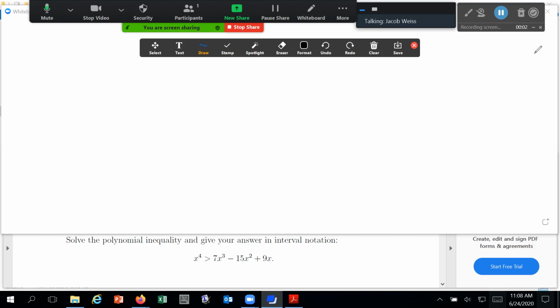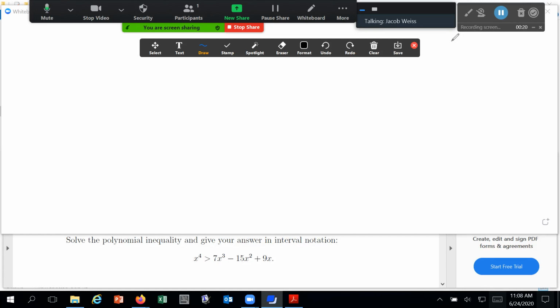Okay, welcome to this problem explanation. We are going to try to do this problem. We want to solve the polynomial inequality and give our answer in interval notation: x to the fourth is greater than 7x cubed minus 15x squared plus 9x.